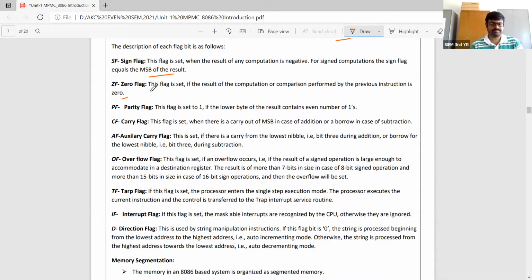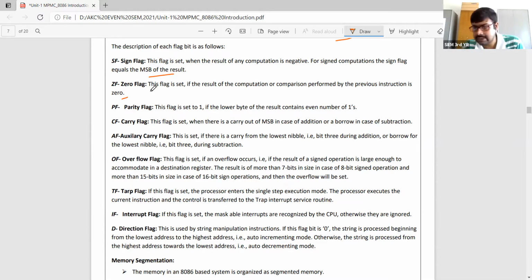TF, that is called the trap flag. If this flag is set, the processor enters the single step execution mode. The processor executes the current instruction and the control is transferred to the trap instruction service routine. We know that is a trap flag.